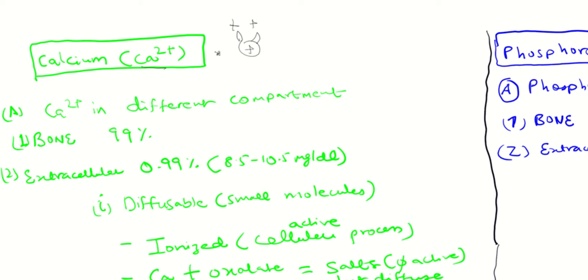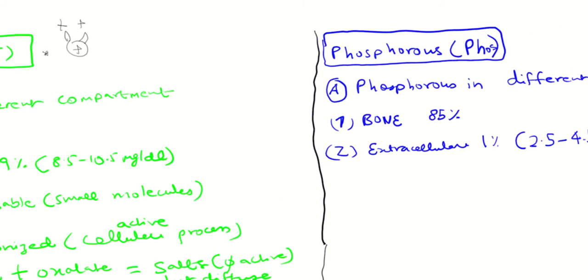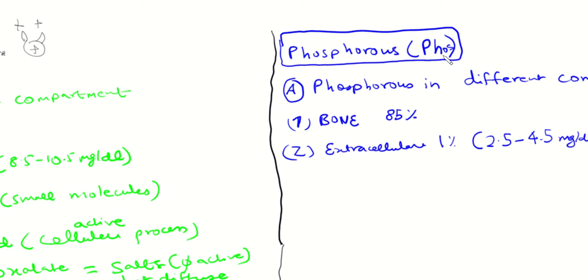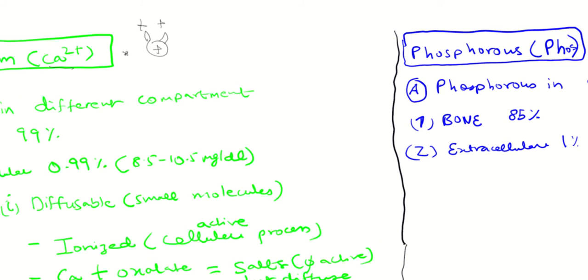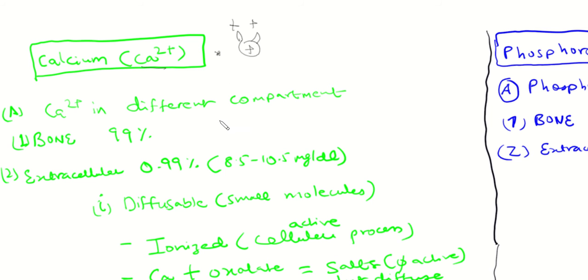Now, phosphorus, which I'm going to abbreviate as PHOS, 85% of it is in the bone. So do you see a commonality between the two? Most of our calcium and phosphorus is in our bone because calcium plus phosphorus is one of the things that cause our bone to be very strong. So it's a big part of the bony matrix. Both calcium and phosphorus are in huge amounts in the bone.